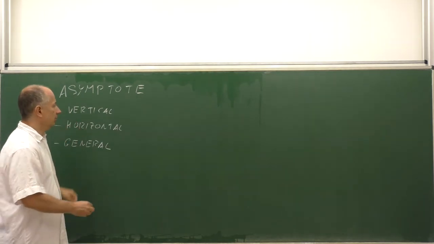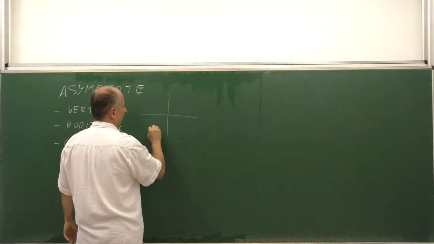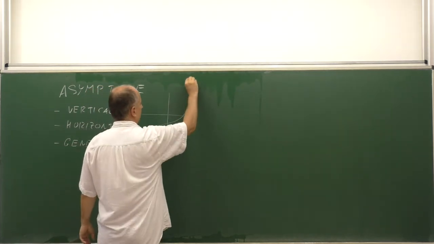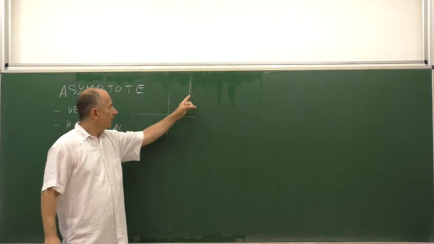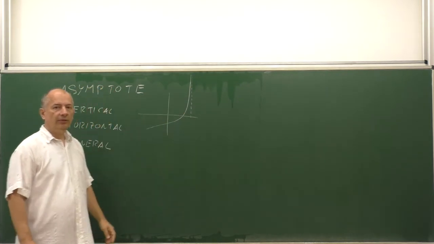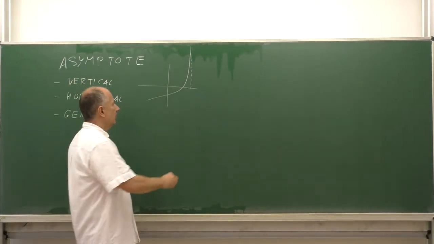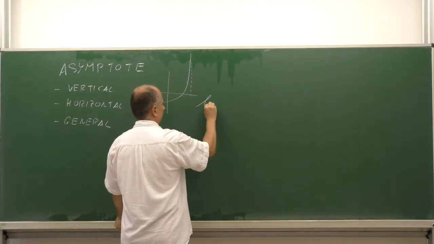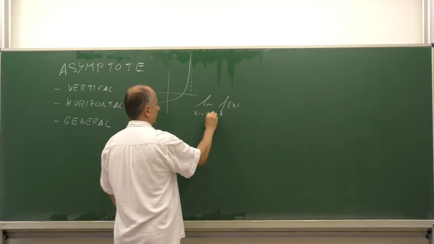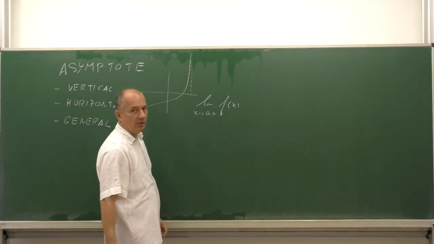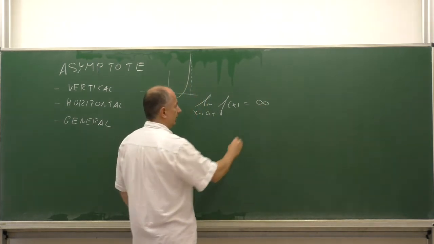A vertical asymptote looks like that. If we have a graph and there is a vertical line, then the graph goes closer and closer to this line if we go further up or further down. This is when the limit is infinity. The limit of the function for x approaching a, either from the right or from the left or both, is equal to either plus or minus infinity.